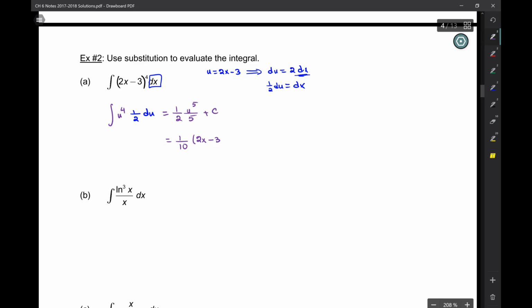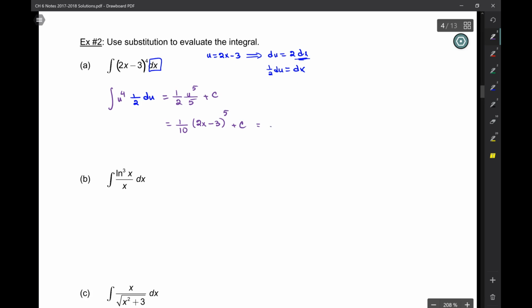2x to the power of 5 now. I can put that over the 10, plus c. Yes, that's right. So either like this or 2x minus 3 to the power of 5 over 10 plus c. Both are okay.